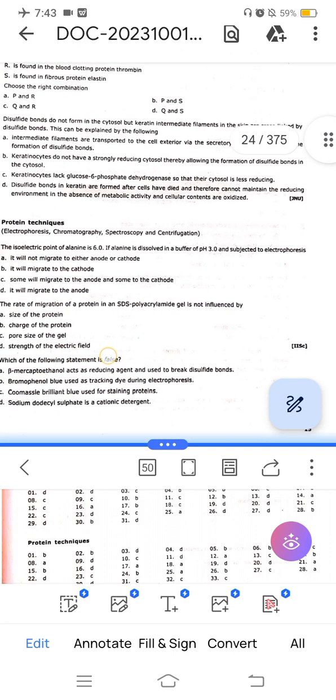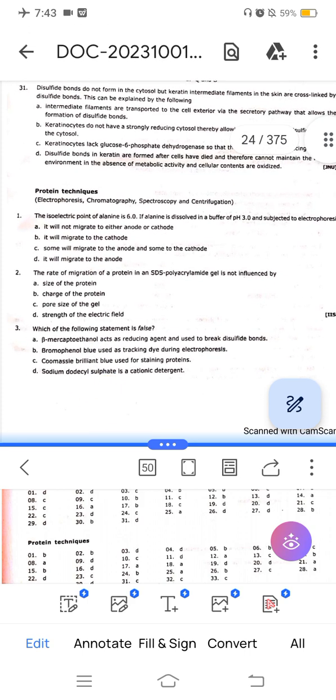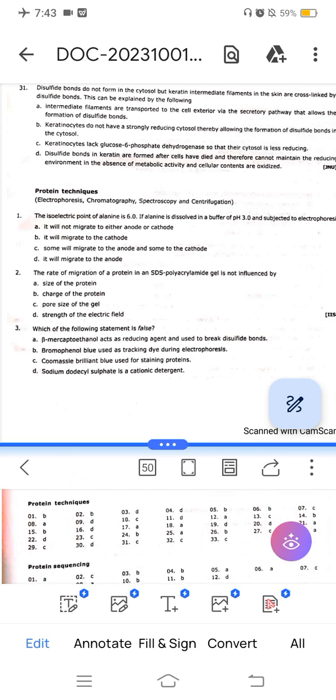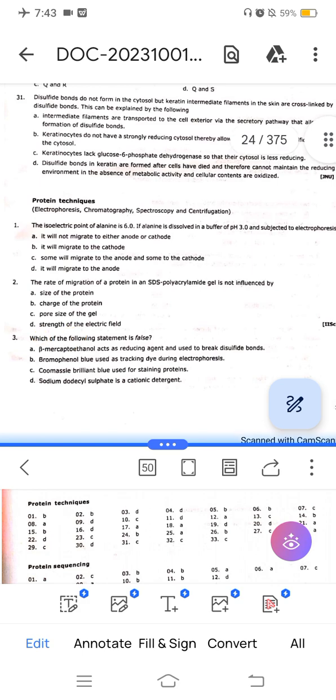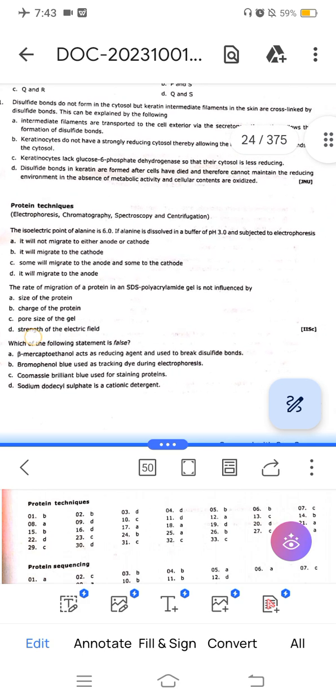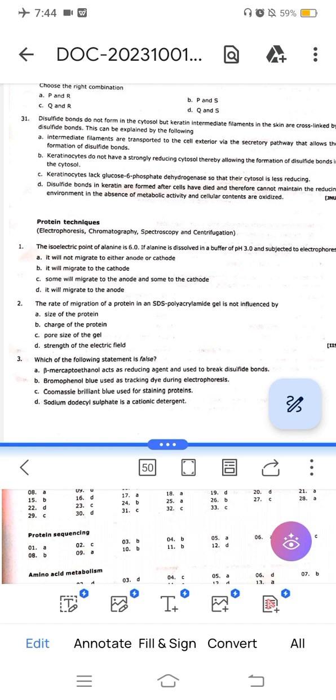The next, protein techniques, that means electrophoresis, chromatography, spectroscopy and configuration. So first question is related to protein techniques. That means the isoelectric point of alanine is 6. If alanine is dissolved in the buffer of pH 3 and subjected to electrophoresis, what will happen? Most probably it will not migrate to either anode or cathode. Okay.